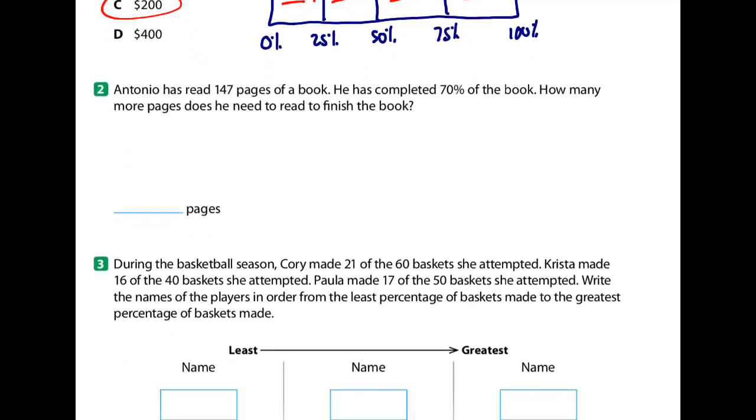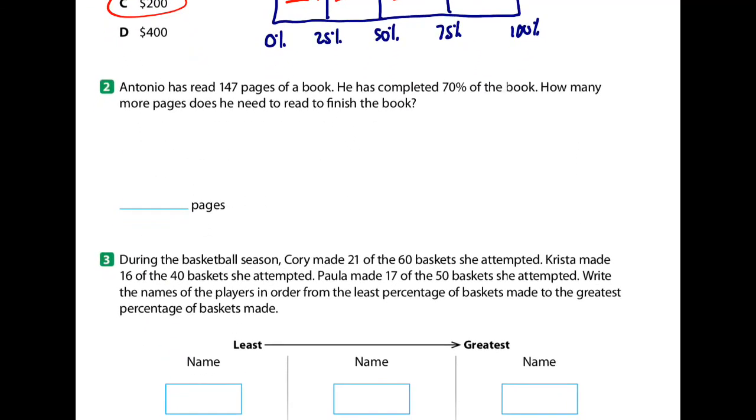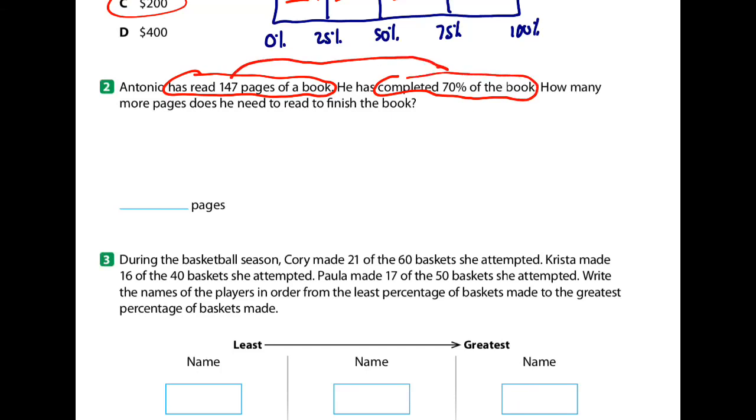All right, number 2. Antonio has read 147 pages of the book. All right, so he's already read that. He has completed 70% of the book. Okay, so think about that. That just means these 147 pages are 70% of the book. How many more pages does he need to read to finish the book? All right, so he read 147. That's 70%. We have to figure out the number of pages he has left to finish.